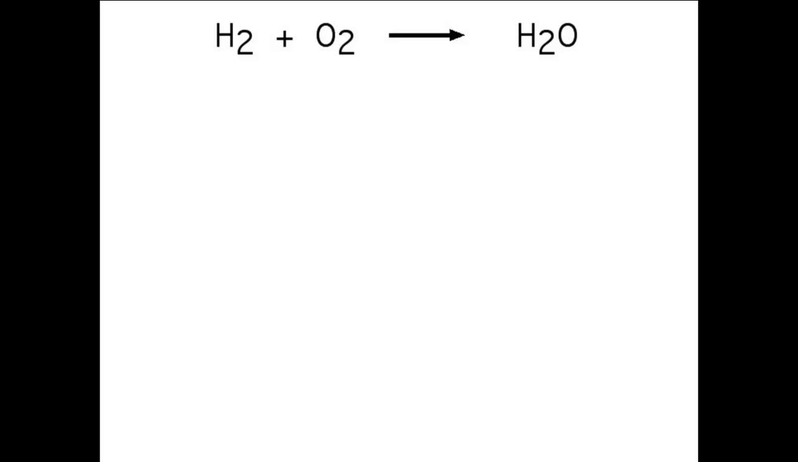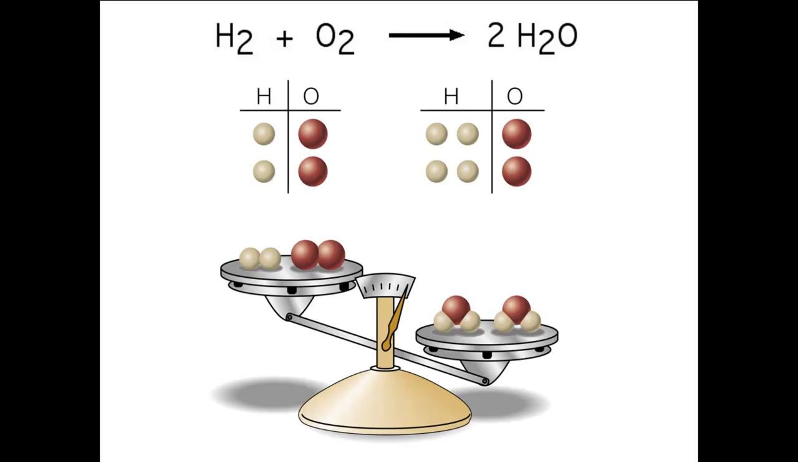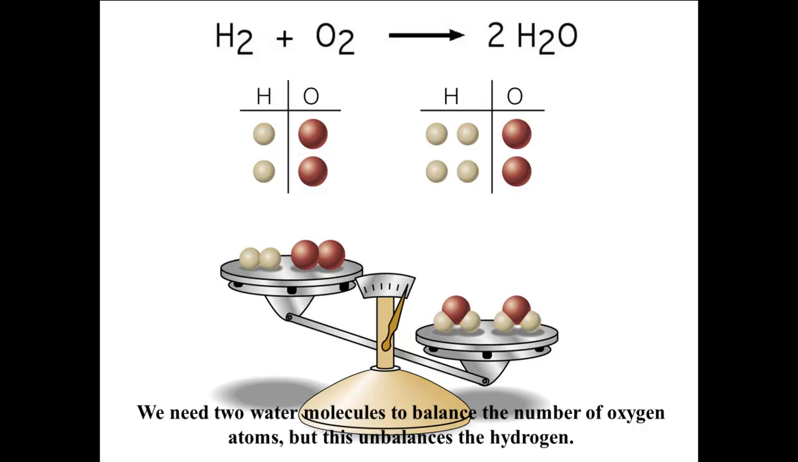In order to balance the number of oxygen atoms, we need to have a 2 for the coefficient in front of the water molecule. This makes 4 hydrogen atoms and 2 oxygen atoms in the products. But this makes the hydrogen no longer balanced.